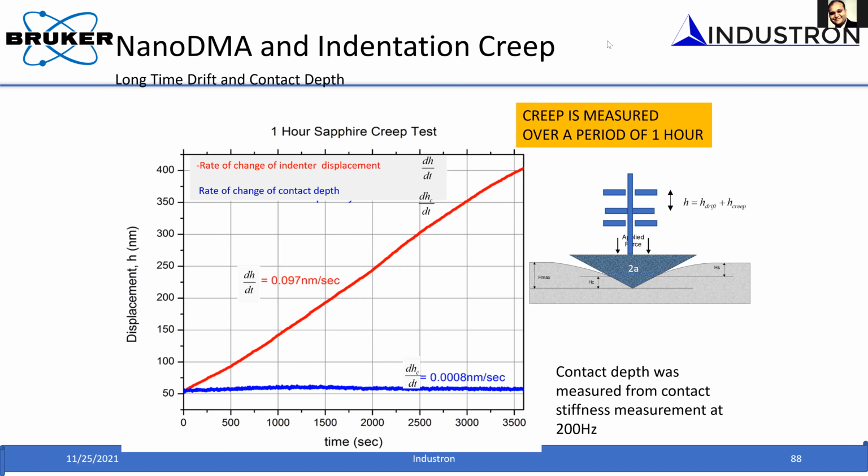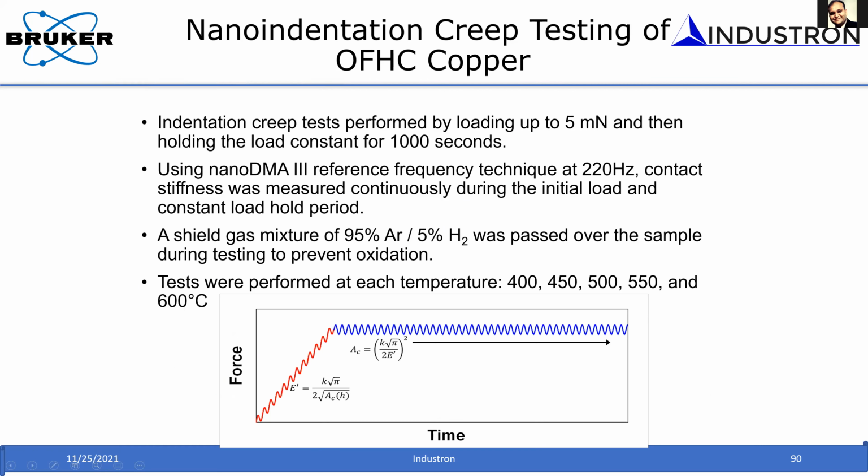So you can use this dynamic measurement technique to measure the stiffness as a function of time. That allows us to measure the creep properties of materials. And you can also even measure thermodynamic quantities like activation energy. So how can it be done?